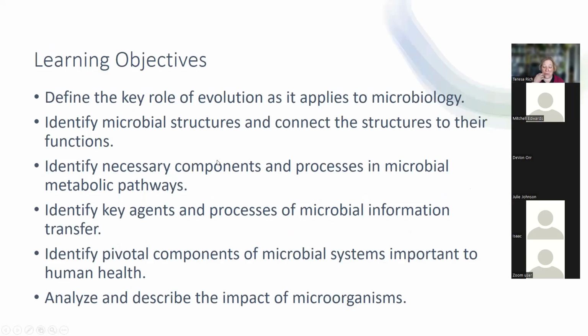All right, so this chapter helps us move toward being able to meet the following learning objectives: being able to define the key role of evolution as it applies to microbiology, identify microbial structures and connect the structures to their functions, identify necessary components and processes in microbial metabolic pathways, identify key agents and processes of microbial information transfer, identify pivotal components of microbial systems important to human health, and analyze and describe the impact of microorganisms.